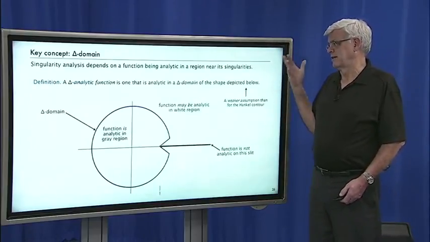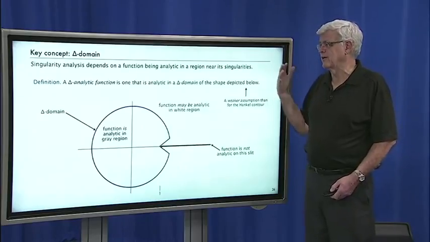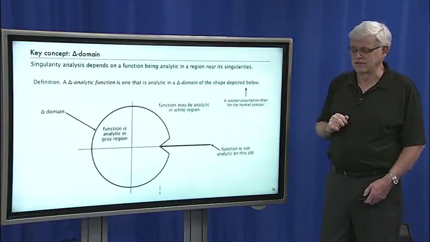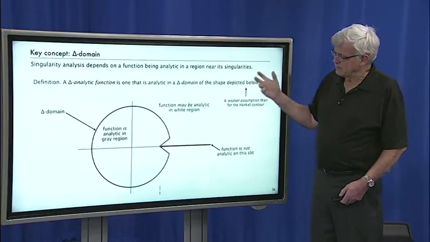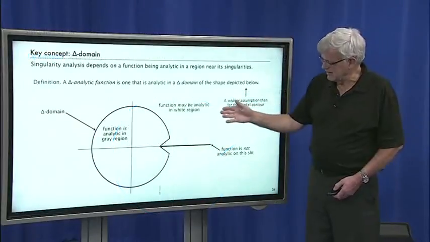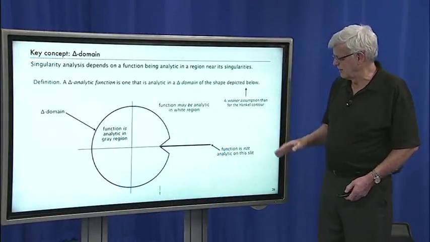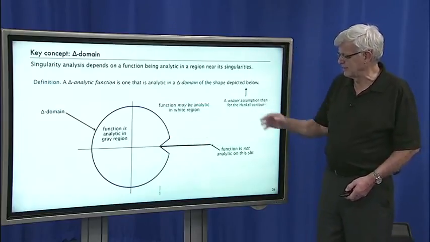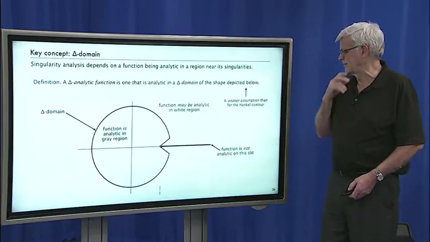So the whole idea of singularity analysis depends on the function being analytic in a region near its singularities. Again, for square root and log, we're usually talking about a slit, and then the key idea is a thing called a delta domain, and they call it a delta analytic function. That's one that's analytic in this particular shape, where we take the slit and we carve out a little V near the slit, and otherwise it's a circle.